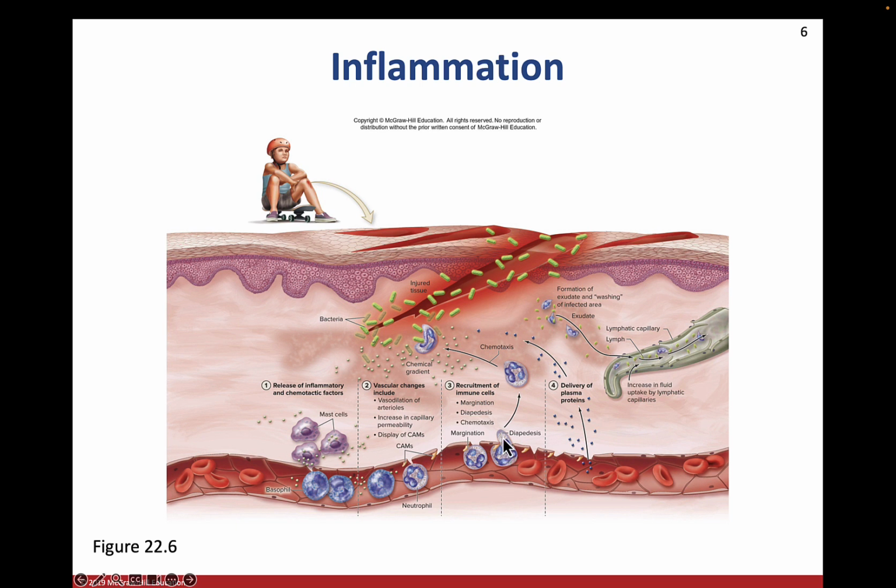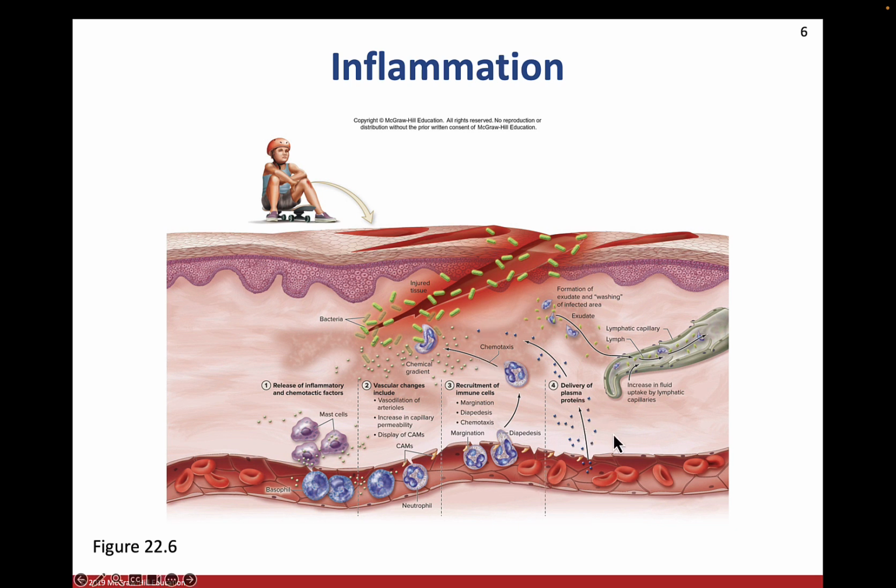Now, the last process is chemotaxis. And remember, what we have going on here is a number of different types of chemical agents that are released from the site of injury, and they're actually going to be drawing towards them white blood cells and other immune cells overall. Then the last process is that delivery of plasma proteins.